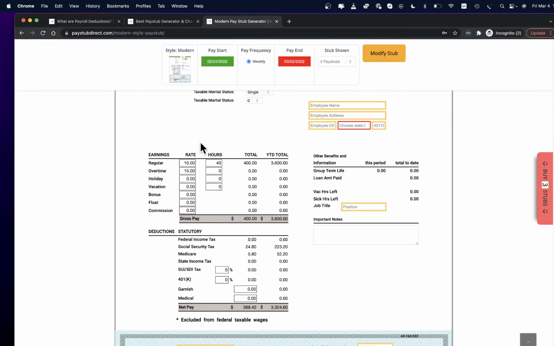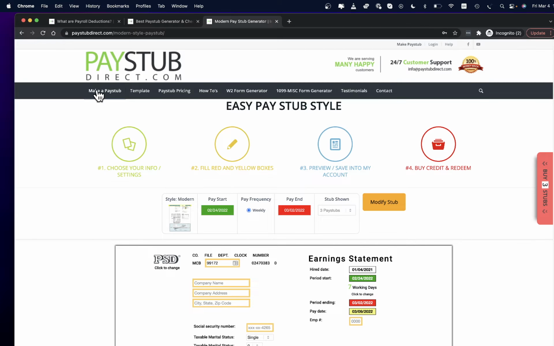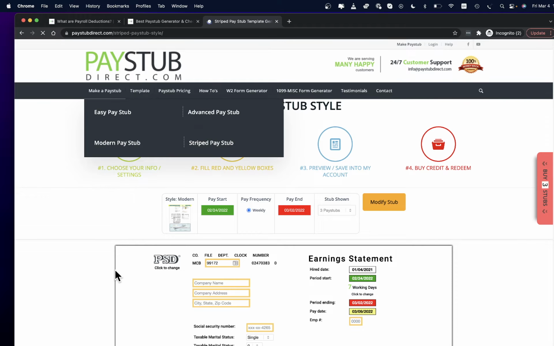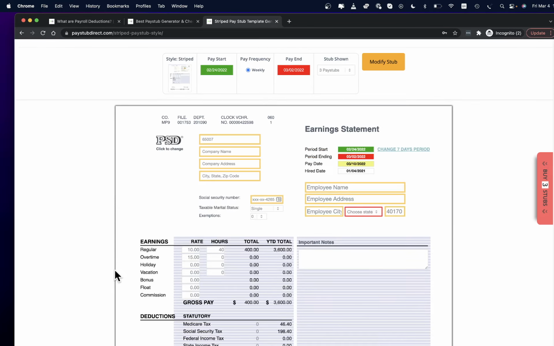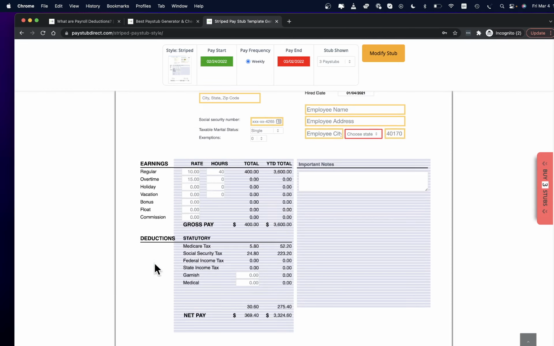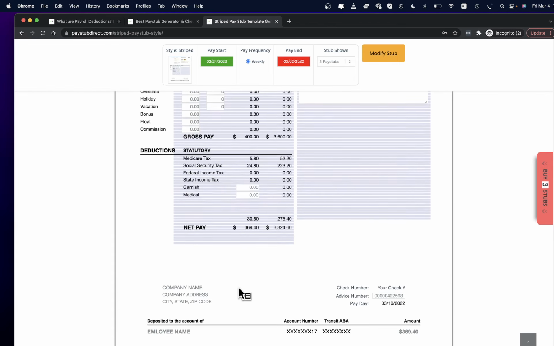You can see here's your overtime, vacation, and your deductions. So if you have any other ones, you can add them in there as well, and you can see the different styles here for the striped as well. You can add more deductions, as you can see. So here's how much you earned, how much you come in, and how much your deductions are. Medical, garnish, all those other ones are there.